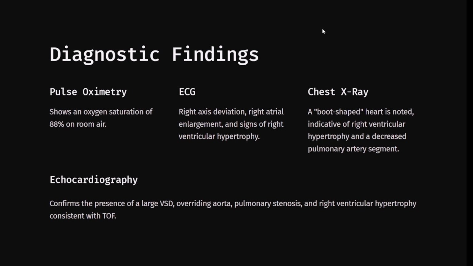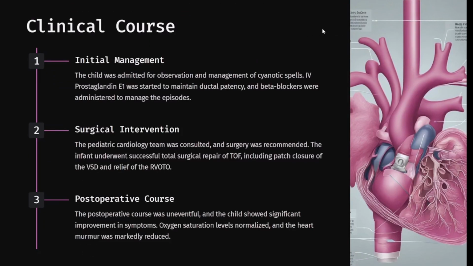Clinical course: the child was admitted for observation and management of cyanotic spells. IV prostaglandin E1 was started to maintain ductal patency, and beta blockers were administered to manage the episodes. The pediatric cardiology team was consulted, and surgery was recommended.